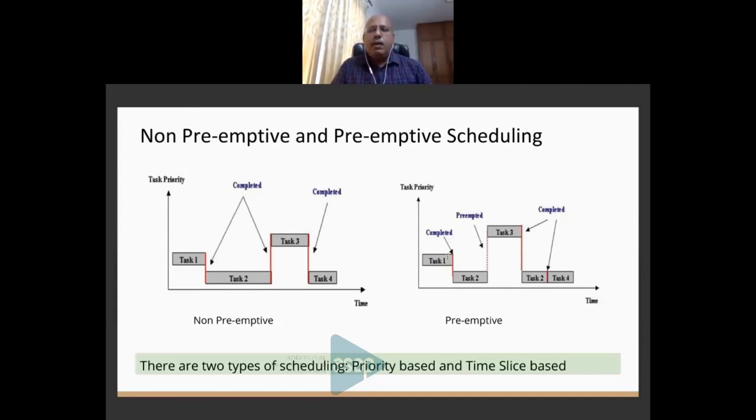Even hard real-time people, when they develop their program, first enable only non-preemptive, so that they can debug the program logically well, and then to enable the real-time response, they will enable preemptive later, so that you'll be able to meet all the hard real-time constraints.